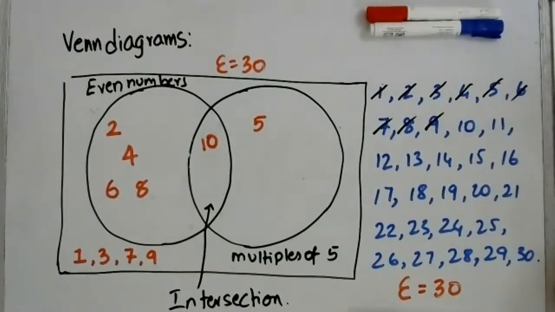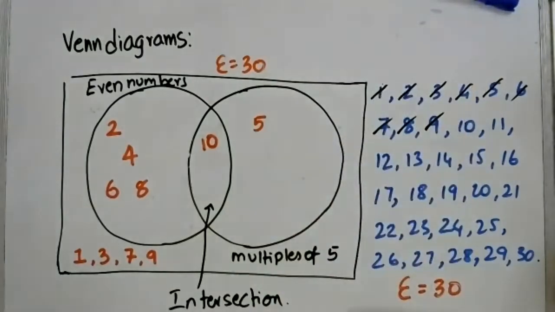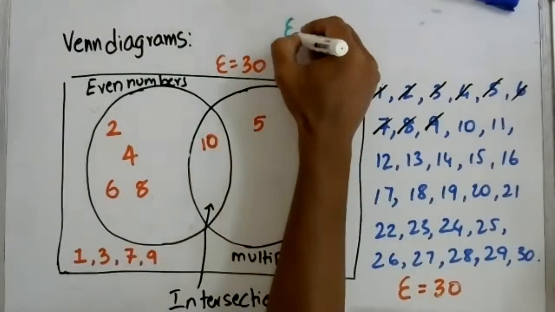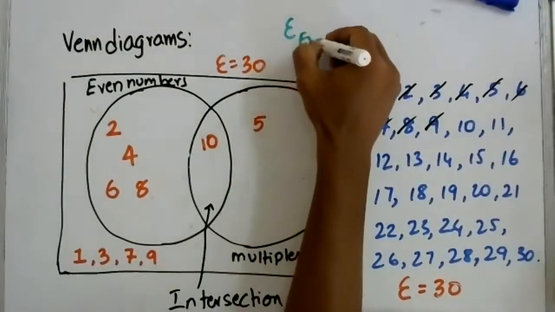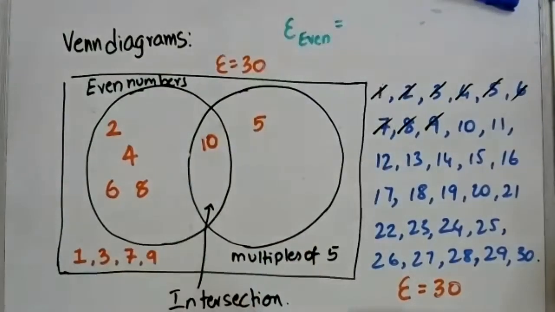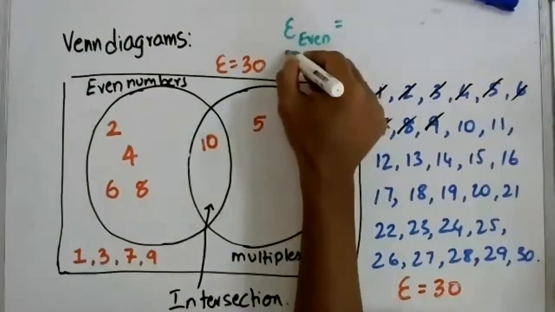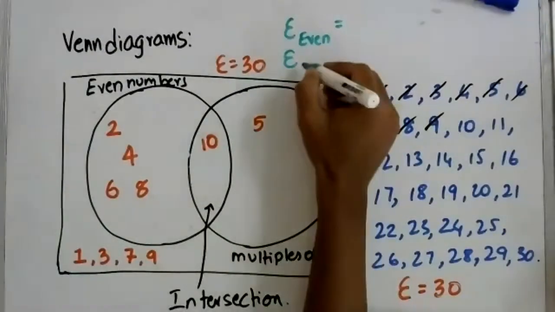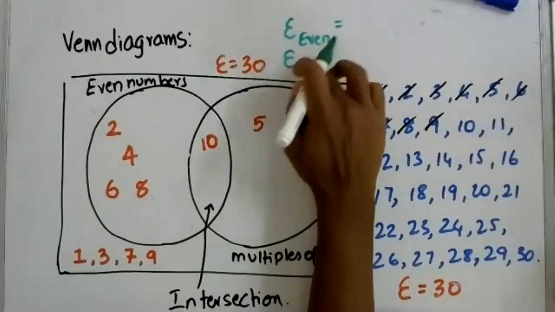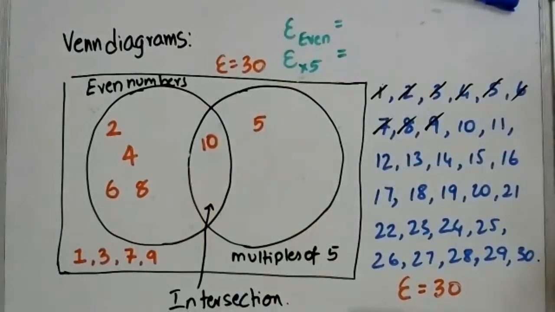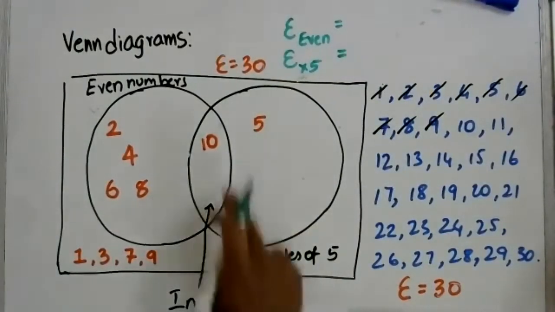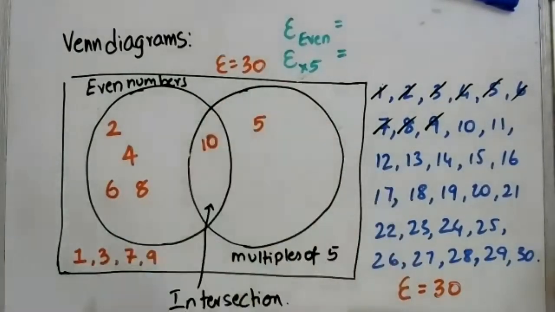Okay, so what I want you to do next is, I told you about elements, right? This letter E, the elements in the whole set, 30. Now I want you to say how many elements you will have after the work is completed in the even number set. Then I will ask you what is the number of elements that you have in the multiples of 5. Let me put it as x5. Can you tell me how many numbers will come under the even number set and how many numbers will come under the multiples of 5?